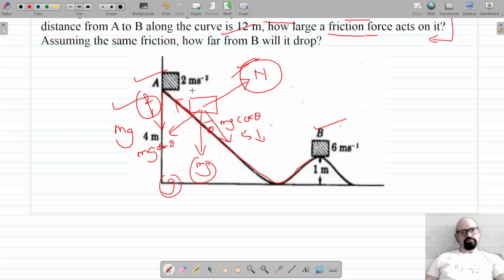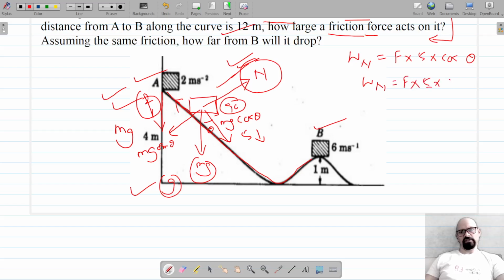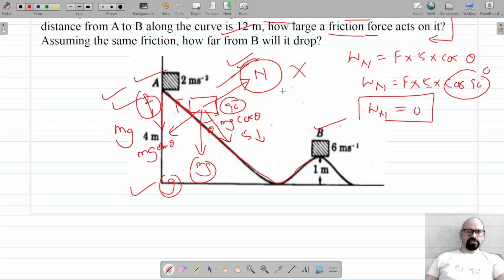So the net work done will be by these forces: the normal force, the force of friction, and the gravitational force. Let's calculate the work done by the normal force. Work done by the normal force is equal to force into displacement into cos theta. The angle between the normal force and the displacement will always be 90 degrees, so the work done is force into displacement into cos 90, and we know that cos 90 is zero. So the work done by the normal is zero, and we can ignore this one.